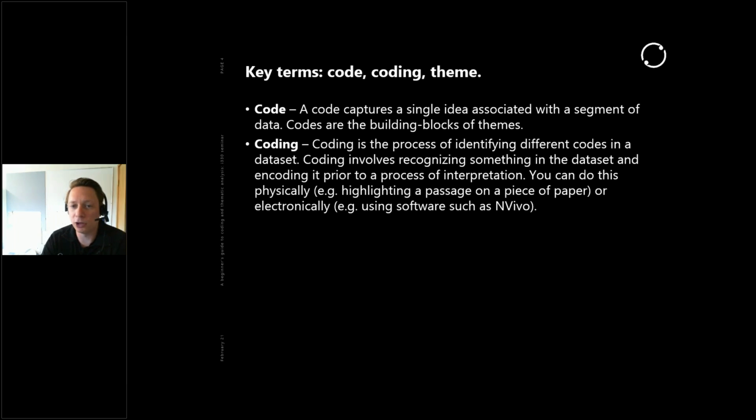So the process of coding involves recognizing something in the data set and encoding it prior to a process of interpretation. Now, you can do this physically, or you could do it electronically. Now, if you have a really small data set, I would suggest giving it a go first physically by printing things off, using different colored highlighters perhaps, and going through and physically coding where you captured particular interesting ideas.